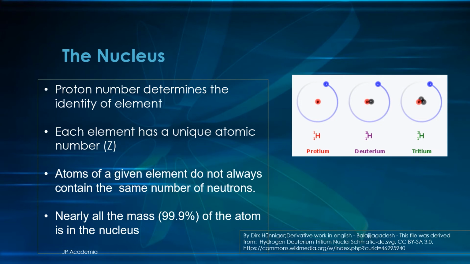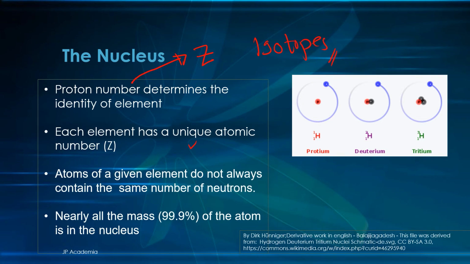First, about the proton number. Proton number determines the identity of the element, and this is your Z, or your atomic number. Each element has a unique atomic number Z. Proton number never changes for any given element. We have isotopes, I will write here, isotopes.